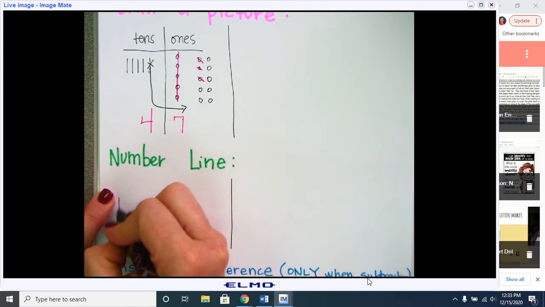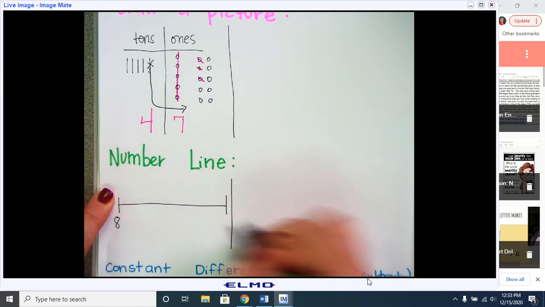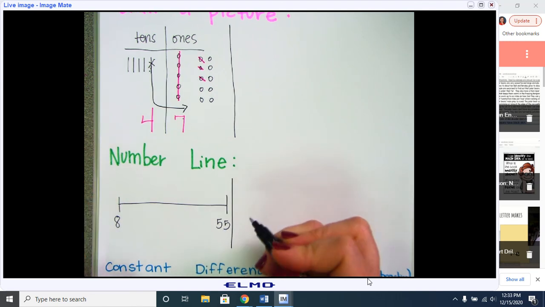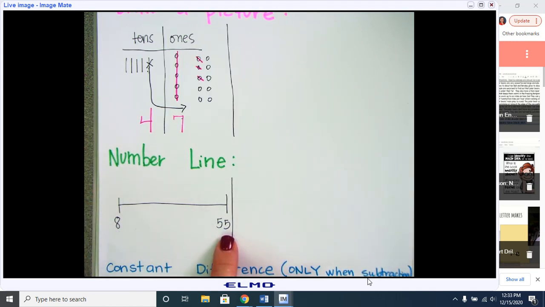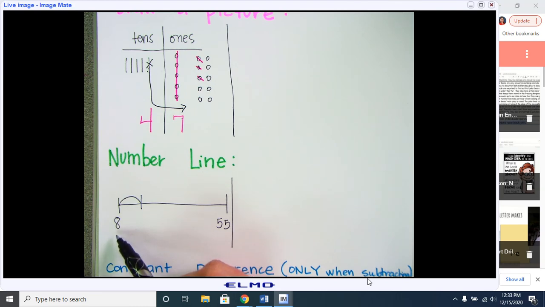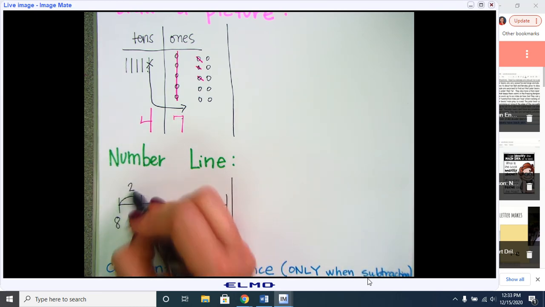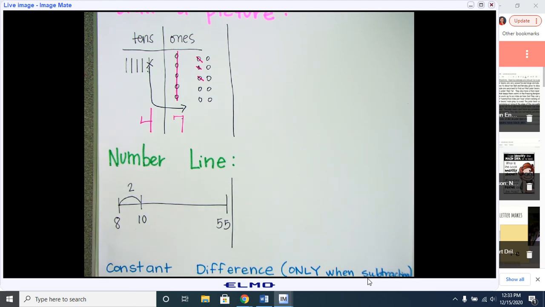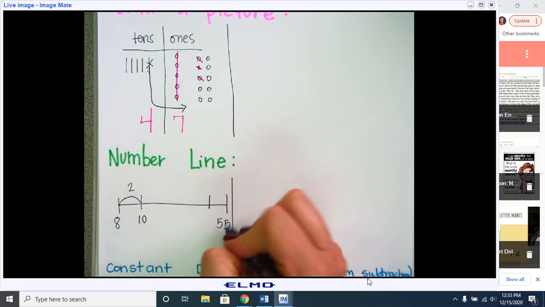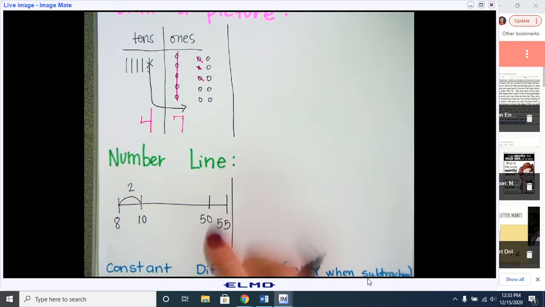So with a number line, you draw a number line with the small number on the left and the large number on the right. Just like if this was a 1 and this was a 10, the smaller number is on the left. All right, the first thing you do is you jump to the nearest 10. So the nearest 10 to 8 is 10. That was 2. 8 to 10 is 2. All right, then you jump to the last 10. So the last 10 before 55 is 50.